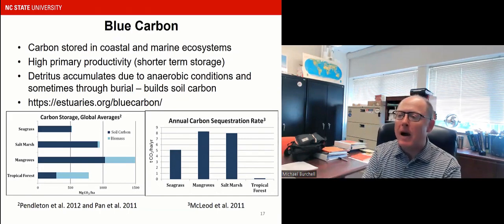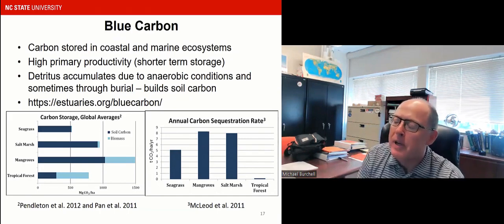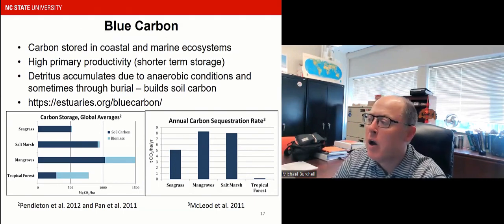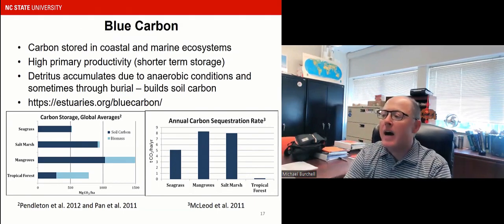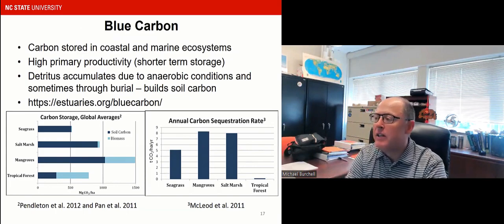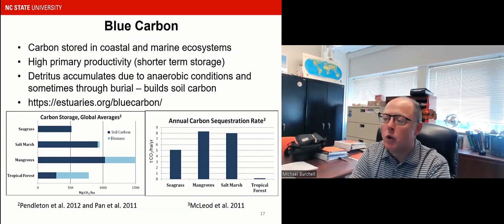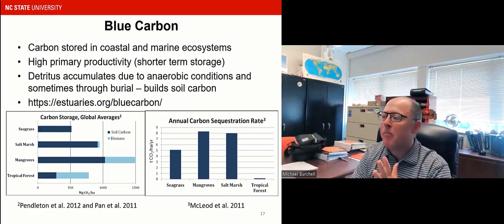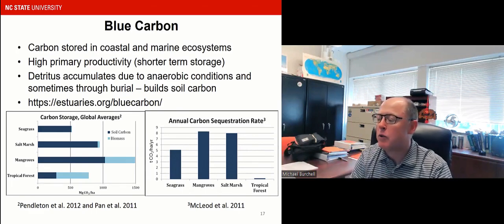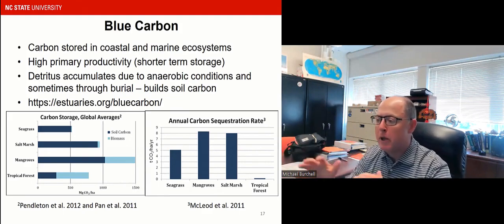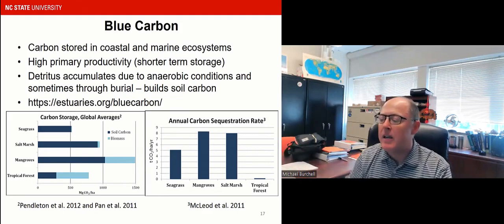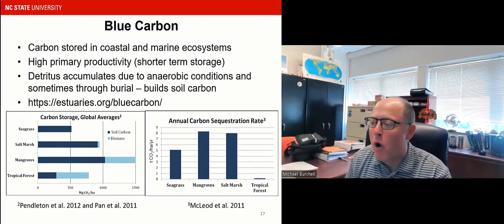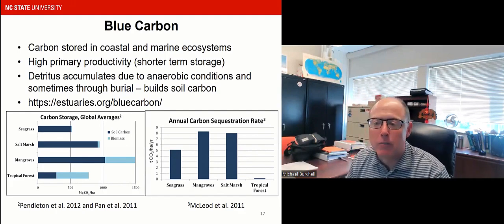So I'd like to talk to you about blue carbon. Blue carbon refers to the carbon that is stored in coastal and marine ecosystems. Again, you've got high primary productivity, shorter term storage there, and you have the detritus, or the dead and decaying plant material, accumulating due to anaerobic conditions and sometimes through burial, which builds soil carbon. And you can find out about everything you want to know about blue carbon at estuaries.org/bluecarbon.